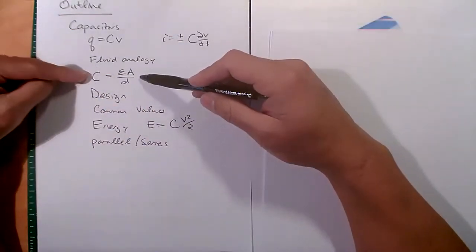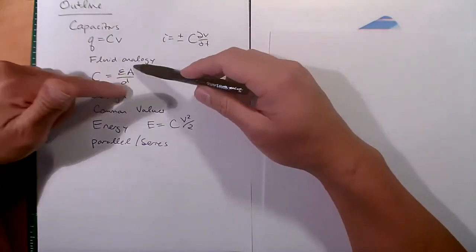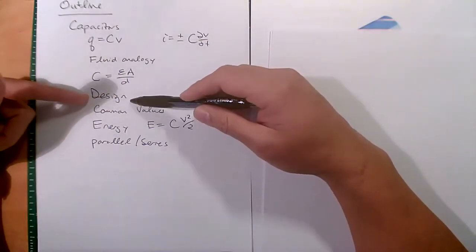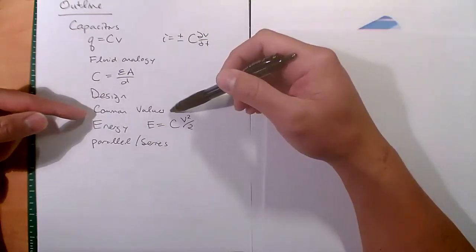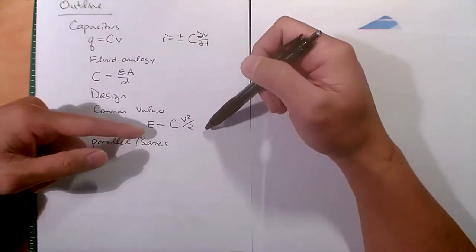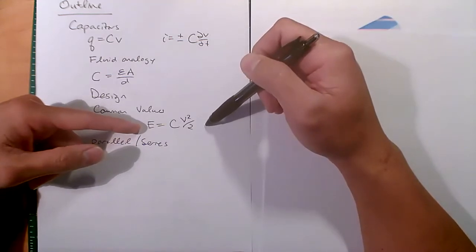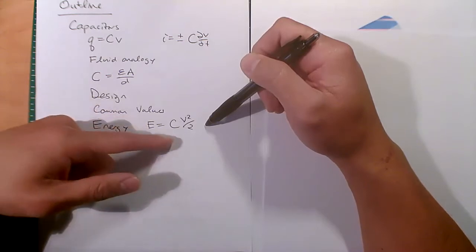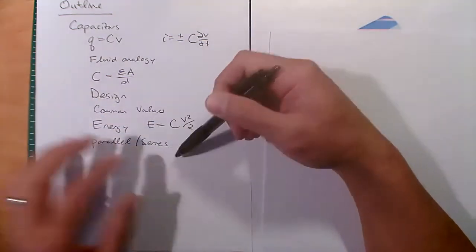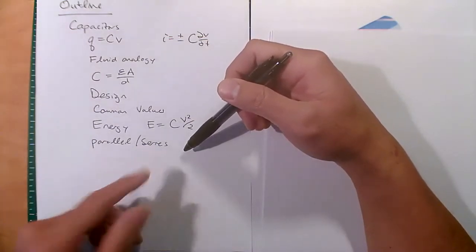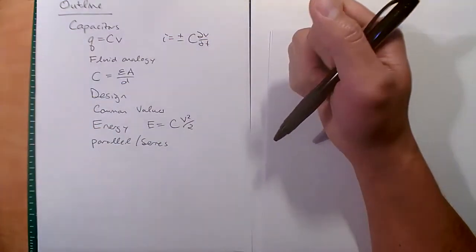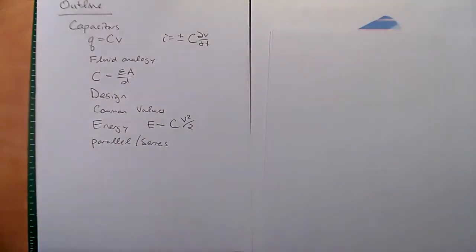We'll look at how the capacitance is dependent on material constants and geometry, and then a common design for an electrolytic capacitor. We'll also look at some common values. We'll look at the equation on how you can compute the energy that is contained in a capacitor based on the capacitance and the voltage. And finally, we'll look at the equations for parallel and series, and they're actually opposite of a resistor. Okay, why don't we begin?